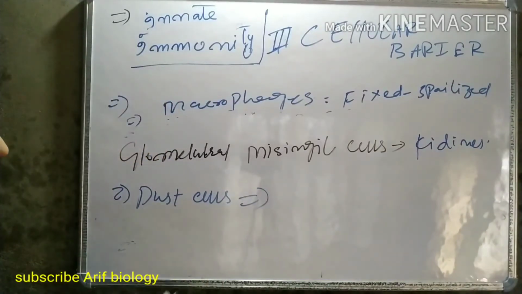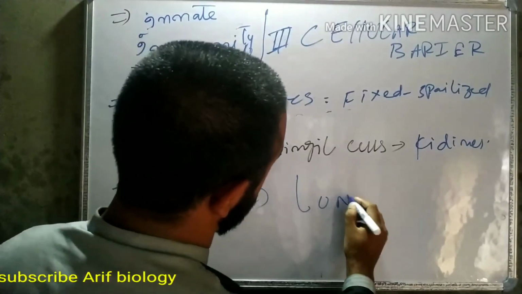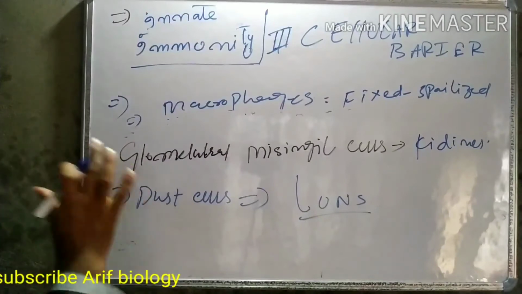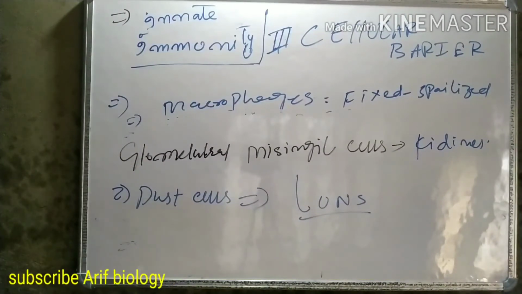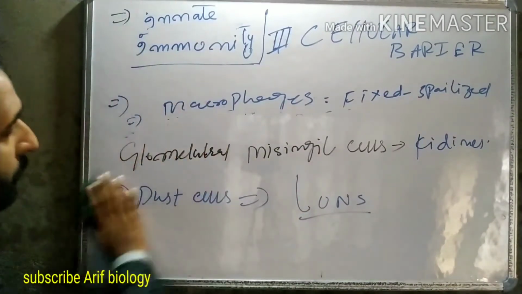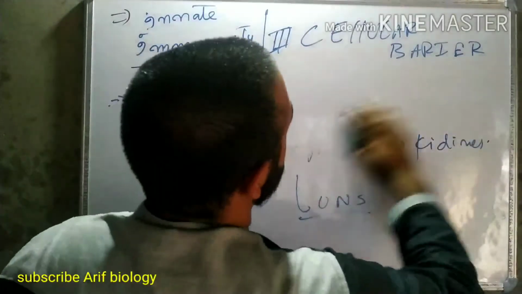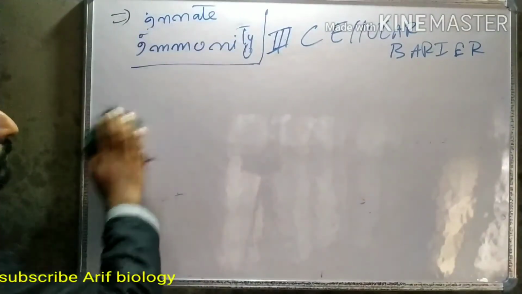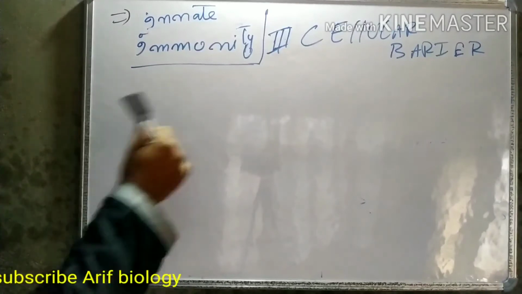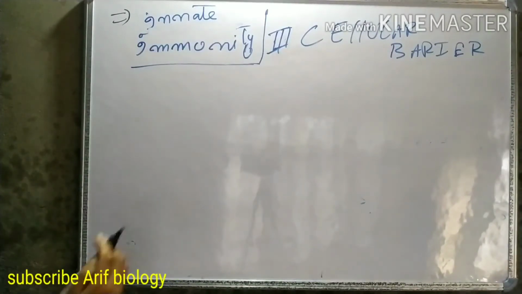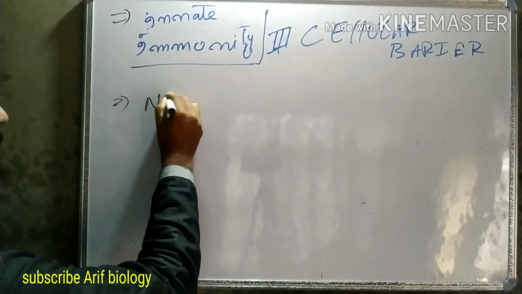Dust cells are present in lungs. So these are the different types of fixed or specialized macrophages. Now, after we saw the cells in cellular barriers, we have another type, NK cells.